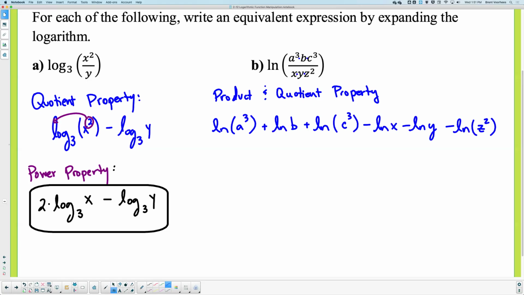Are we done with the problem? No, what can we still do? The power property. So I'm going to take all my powers and make them multiplying coefficients.